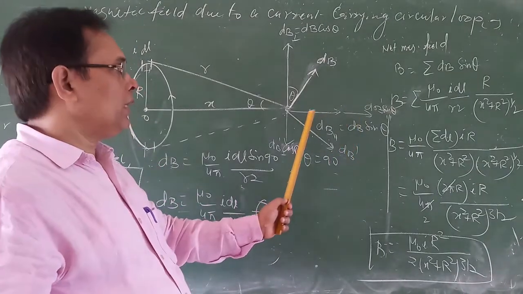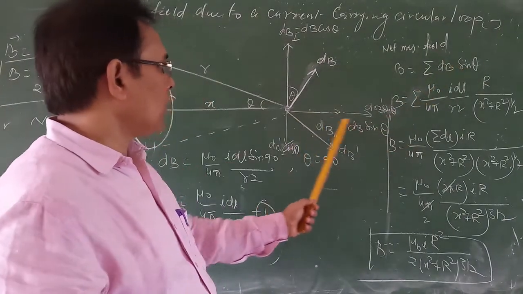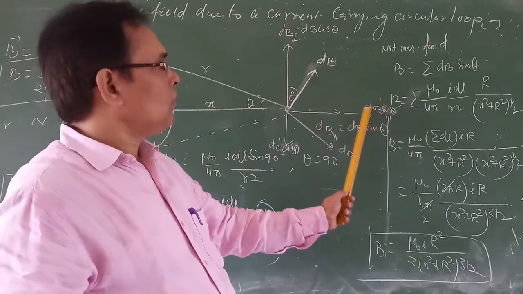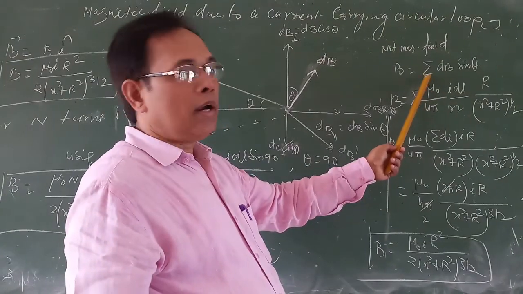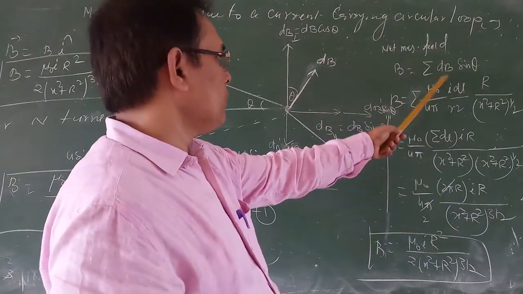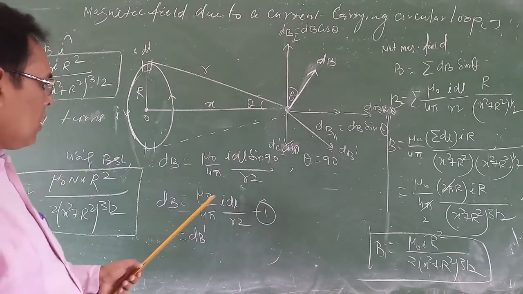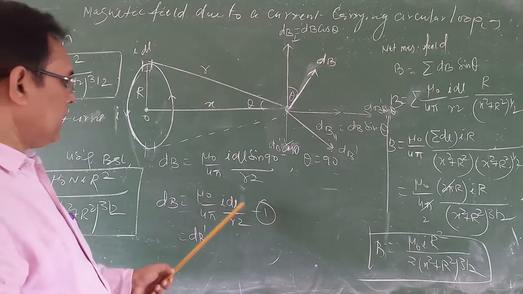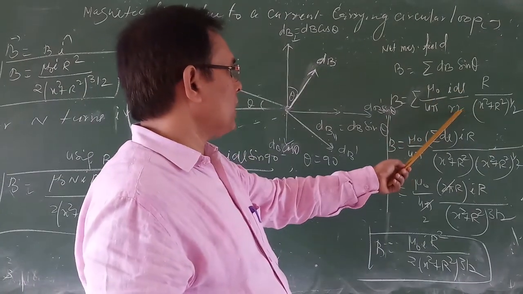So the net magnetic field will be sigma dB sin theta. All the components are dB sin theta, so add all these components. For adding, write sigma dB sin theta and put the value of dB from the Biot-Savart law: mu naught by 4 pi I dl by r square.